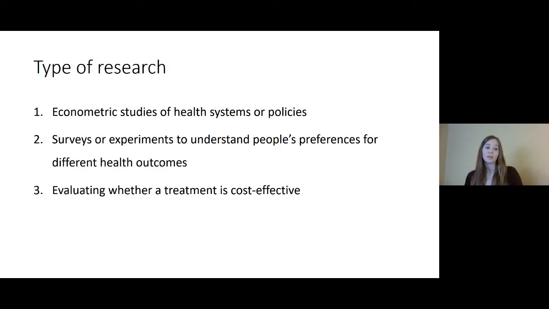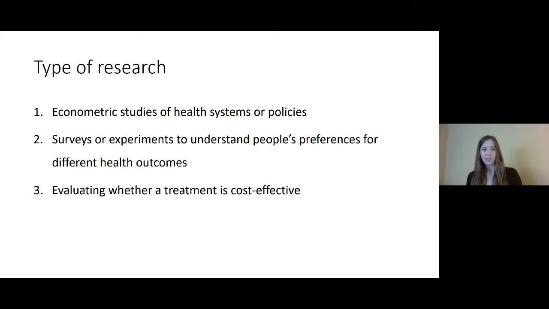The second one is surveys or experiments that are all about understanding people's preferences for different health outcomes. So if you've ever come across a quality of life questionnaire, that's going to have been developed using this second type of study design, these surveys and these experiments, to try and work out what people's preferences are. And then the third one is the one I'm going to focus on more today, which is about evaluating whether a treatment is cost effective.